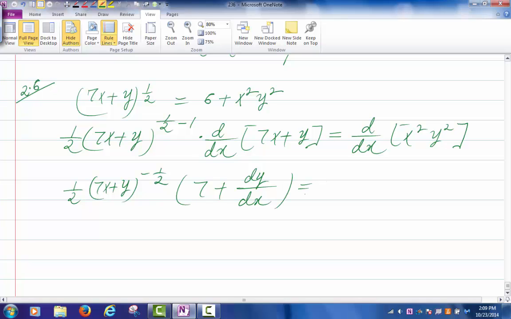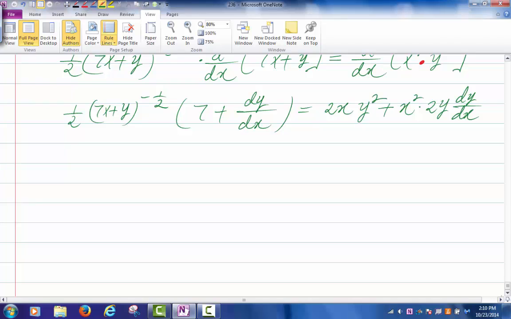And the right hand side, you have to apply the product rule. So you have to apply the product rule here. What's the derivative of x squared? 2x, and then multiplied by y squared, plus I have x squared multiplied by the derivative of y squared, which would be what? 2y dy/dx, which was easy enough. Now starts the nightmare of simplifying this or solving for dy/dx.